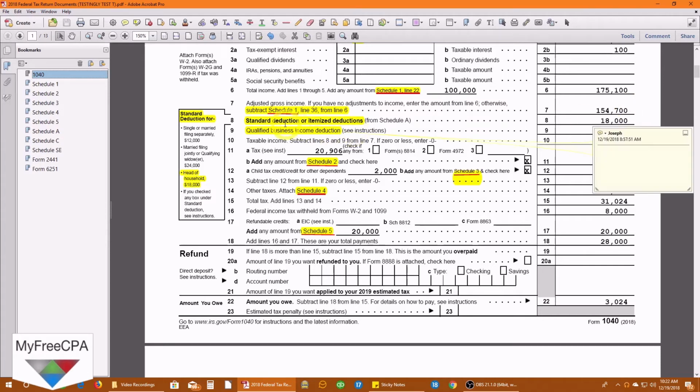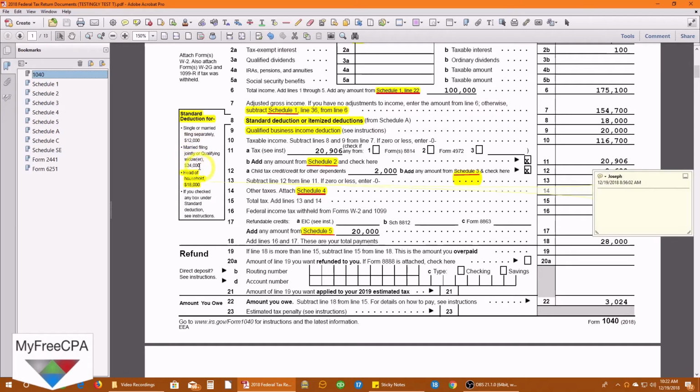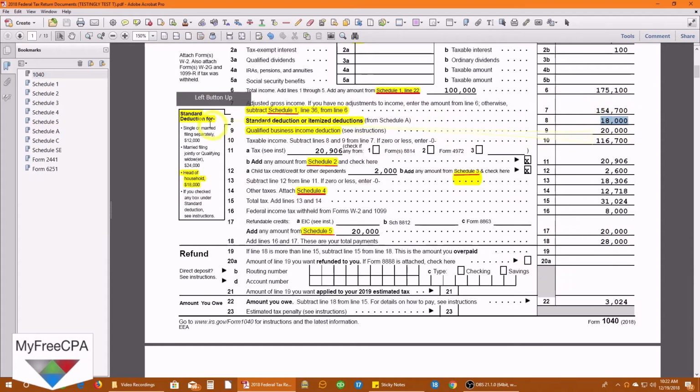Next, are we going to take a standard deduction or an itemized deduction? Well, the standard deductions have gone up substantially. So if you're married, you get $24,000. If you're single, you get 12. If you're head of household, you get 18. This person is head of household because they're a single individual taking care of a child, which means they get $18,000 right here. Head of household, 18. They're going to use their standard deduction.